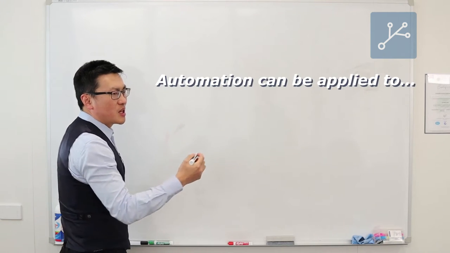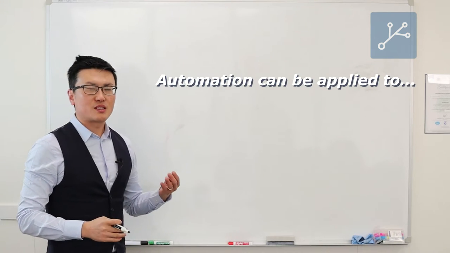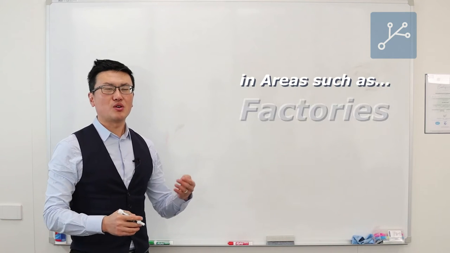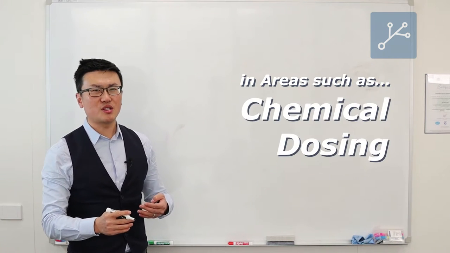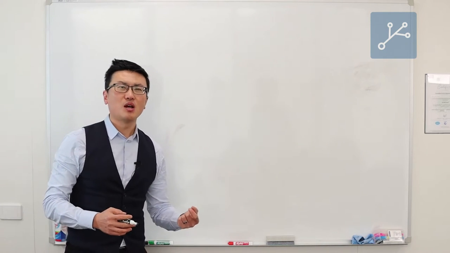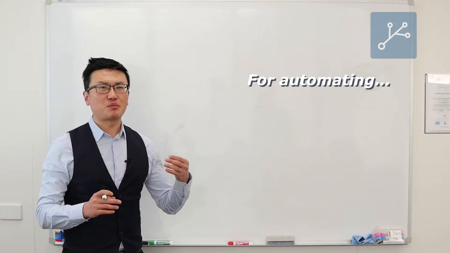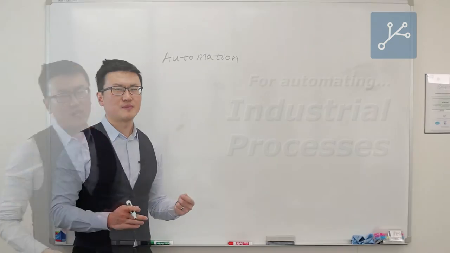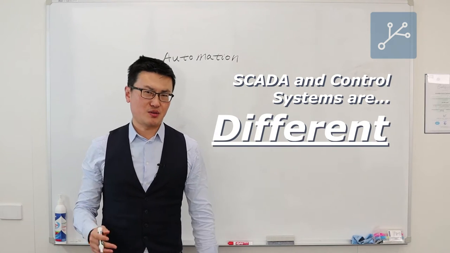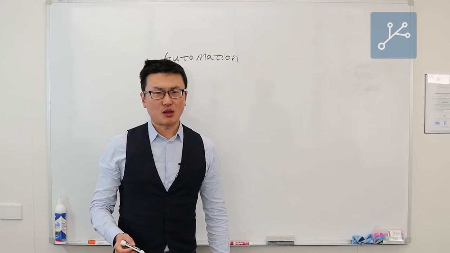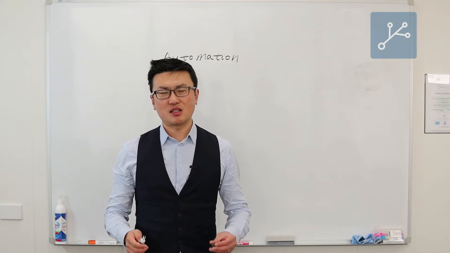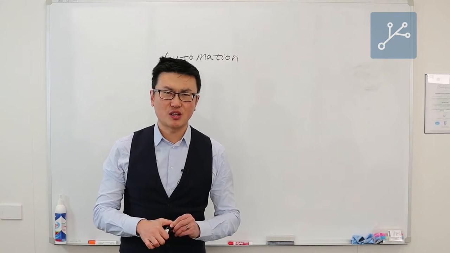Nowadays, automation refers to automating a sequence, or automating a process such as a factory, a site, a chemical dosing process, or a machine control process. So automation is a generic term for automating industrial processes. SCADA and control systems are in different categories. I quite often hear people mention SCADA, but they really mean control systems, and vice versa.